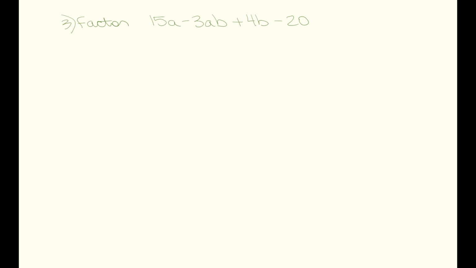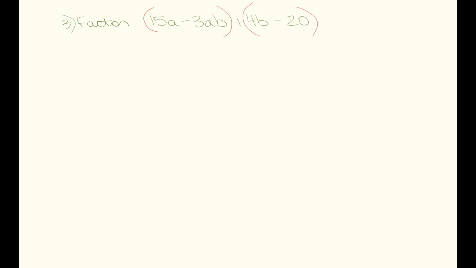So number 3, it says factor 15a minus 3ab plus 4b minus 20. This is a quadrinomial because it has 4 terms. And I know it looks like a lot, but these are actually easier because anytime you have a quadrinomial, you're going to factor by grouping. And that basically means let's put parentheses around the first 2 terms and the second 2 terms. And you're going to factor each set of parentheses separately.